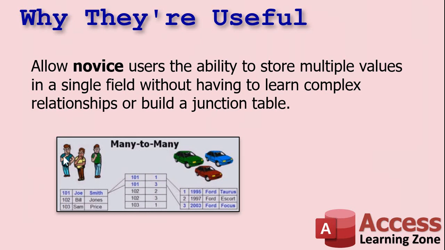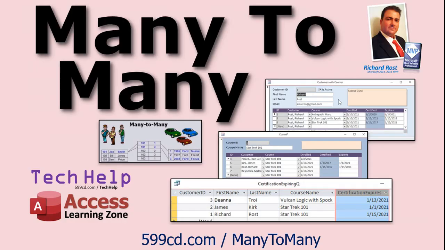Right over here we've got drivers, and over here we've got cars. For each driver to drive multiple cars, and for each car to have multiple drivers, you have to have this thing in the middle called a junction table. Go watch my many-to-many video, which is free, if you want to learn how to set this up properly.